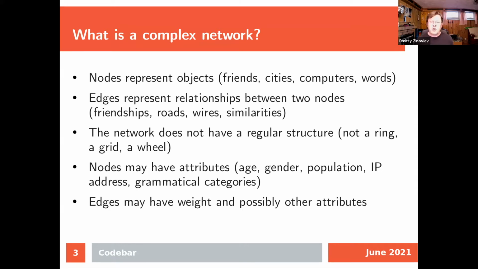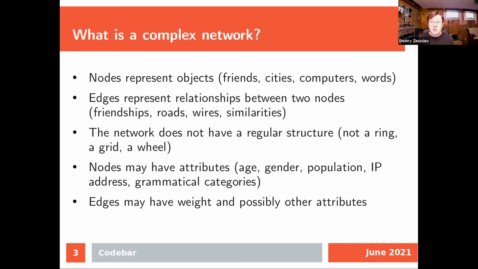For example, you can have a network of friends, and we call this kind of network a social network, a network of cities, a network of computers, by the way, that would be the internet, or a network of words. Of the four examples that I mentioned, friends, cities, and computers are tangible objects, and words are intangible. And then we have edges that connect the nodes. We connect two nodes if there is some kind of relationship between these two nodes.